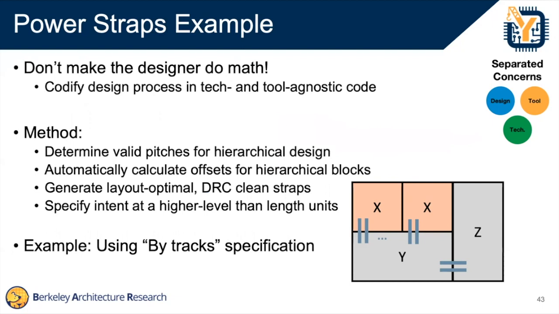And the way we do that is we look at the valid pitches for any hierarchical design. We calculate offsets for all the hierarchical blocks for where the power strap layouts ought to begin. We generate these layout optimal DRC clean straps. And in order to do this for the user, we specify intent at a much higher level than just these length units. So usually designers shouldn't want to work at that level because length units are typically going to be particular to a given PDK. We want to specify this like by track specification of how we want to lay out our power straps.